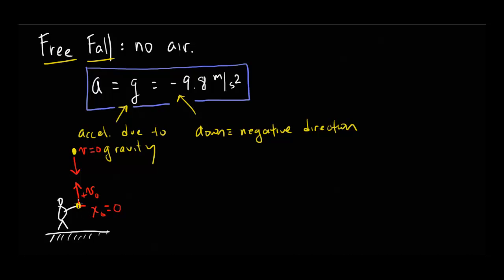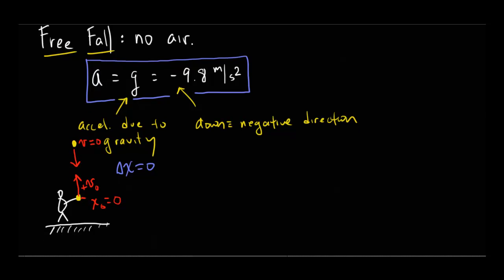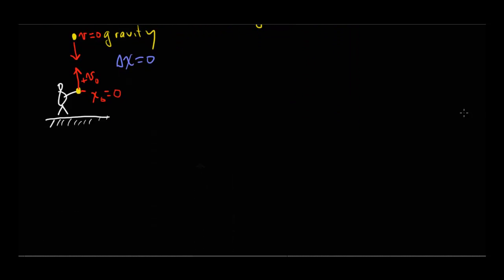So here's the path up to the top. It stops for an instant, and then it starts to come back down. And then I want to imagine that I catch the ball again at the original height that it was thrown. In other words, we're going to imagine that our delta x is 0. And that's important. Delta x is 0. I catch it at the same height that it is thrown.